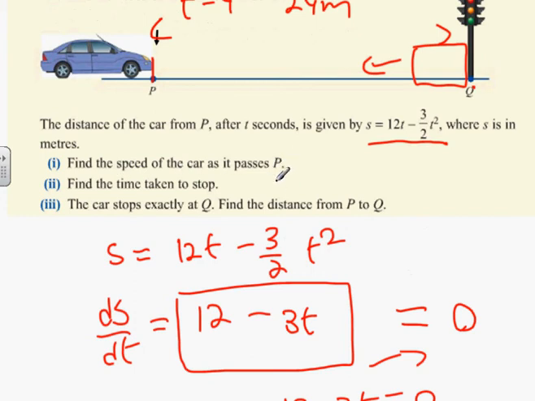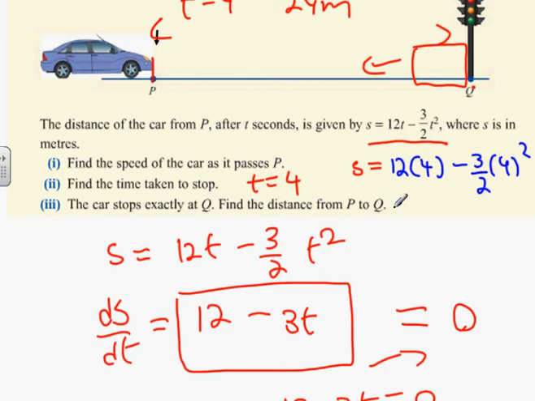Oh, sorry, I've actually gone to part 2. My fault, I went straight to part 2. Part 2 is find the time taken to stop. That's t equals 4. You then get your original equation and you replace t with what, guys? You replace t with 4.